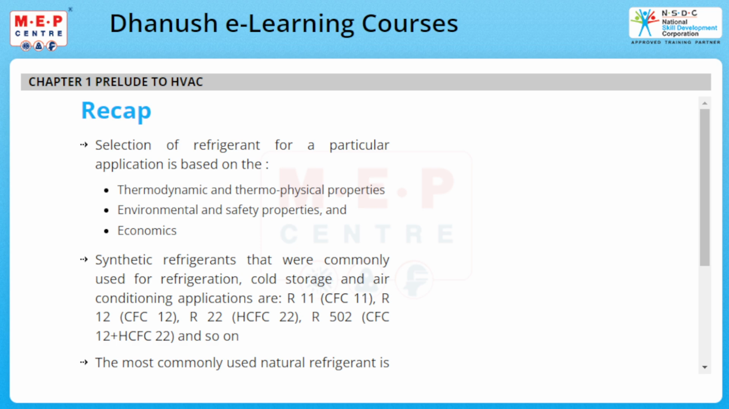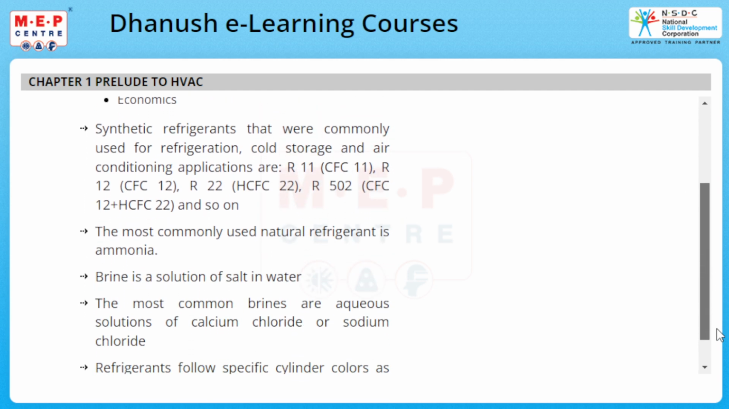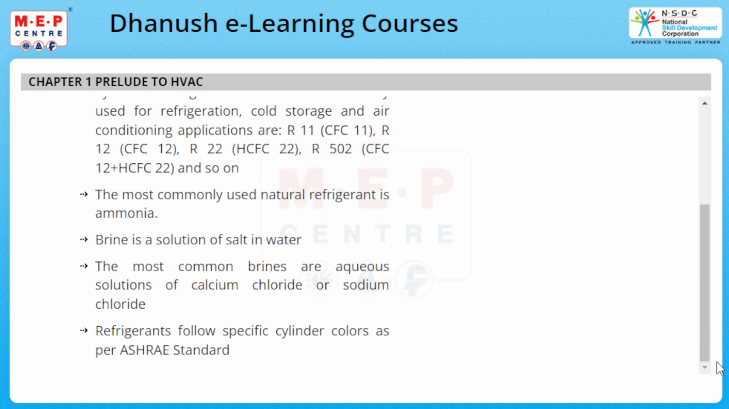Synthetic refrigerants that were commonly used for refrigeration, cold storage, and air conditioning applications are R11, CFC11, R12, CFC12, R22, HCFC22, R502, CFC12 plus HCFC22, and so on. The most commonly used natural refrigerant is ammonia. Brine is a solution of salt in water. The most common brines are aqueous solutions of calcium chloride or sodium chloride. Refrigerants follow specific cylinder color as per ASHRAE standard.